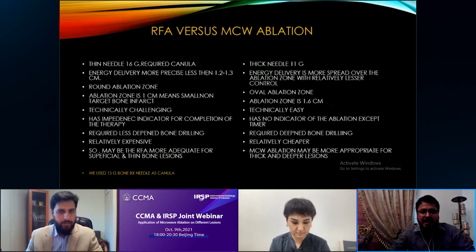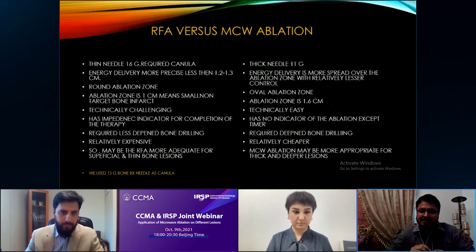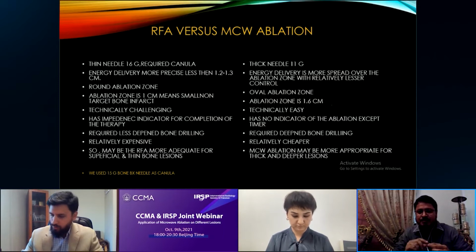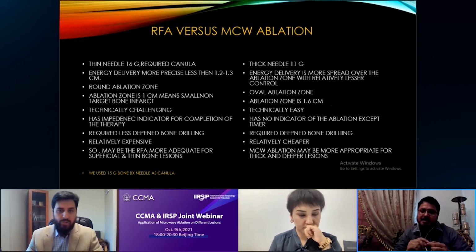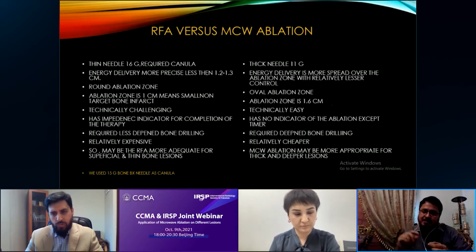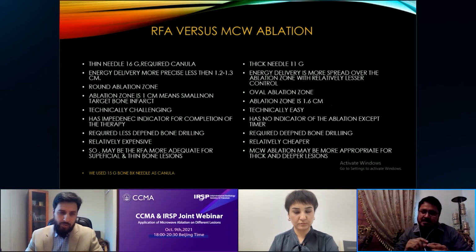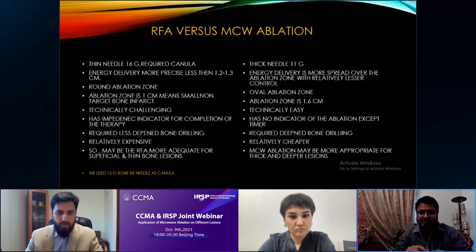If we compare RFA with microwave, the gauge and size of the needle really matters. The RFA needle is 16 gauge versus a thick needle of 11 gauge, which is being used in microwave. So there is a big difference between the gauge, and if the gauge of the ablation needle is thick, then there are increased chances of bone break, and we cannot offer microwave in thin bones like fibula or transverse process of any vertebra. So the size of the gauge and size of needle really matters in some cases.